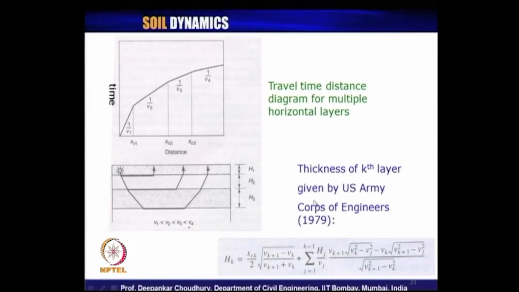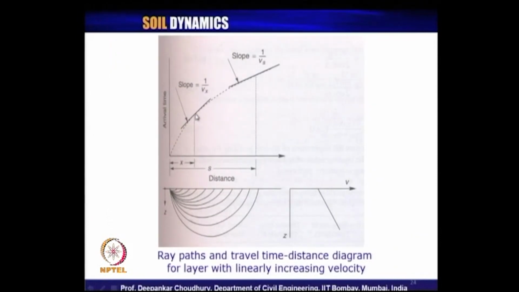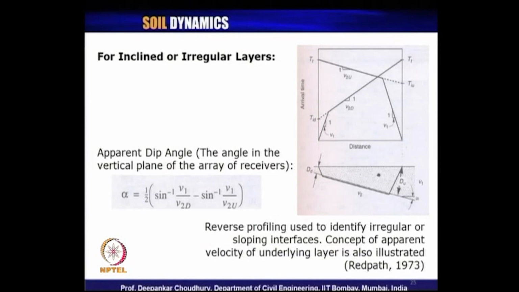And also the thickness of any kth layer as expressed by US Army Corps of Engineers. This is the expression used to obtain the thickness of any of the layers, kth layer, first layer, second layer. You can use the corresponding lower layer velocity and the upper layer velocity to find out the thickness of the upper layer. This is again a representation of what I have mentioned just now. The slope of this will give us the velocity in that particular media, velocity of wave in that particular media.